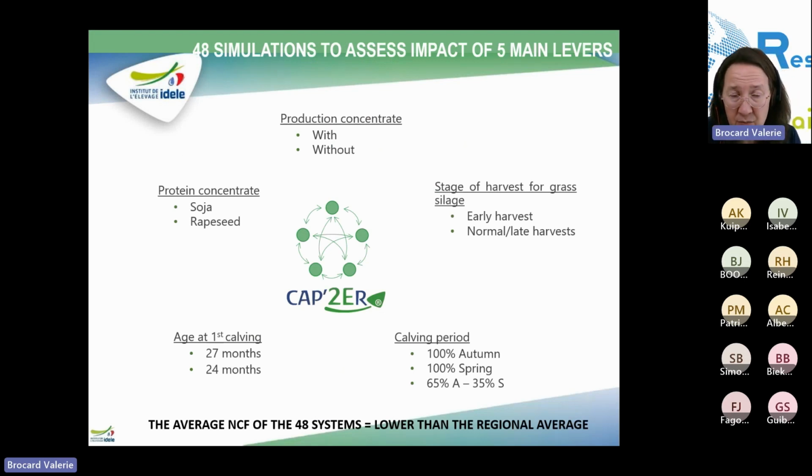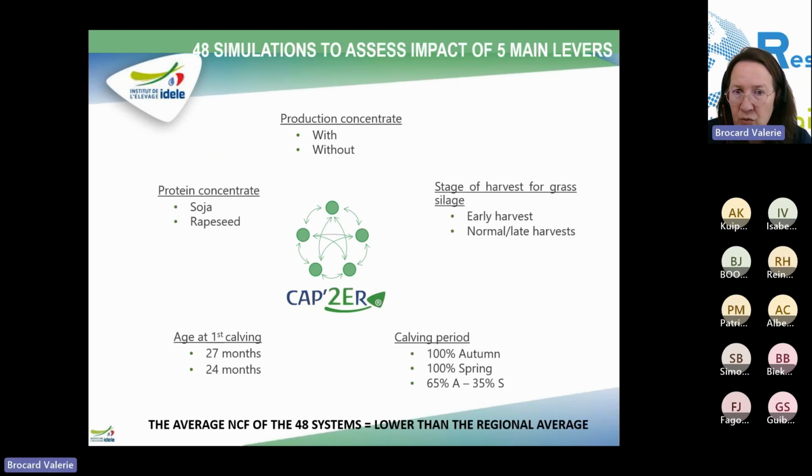Then the set of simulations. We kept 5 main levers that could be implemented for real on the farm, and we combined these different levers to assess the impacts of the 48 potential simulations, combinations of levers. First lever was to replace soya by rapeseed for the protein concentrates. We have a maize-based system in winter, so we need some protein concentrates to balance the diet for the cows. The first lever was to replace imported soya by French rapeseed.